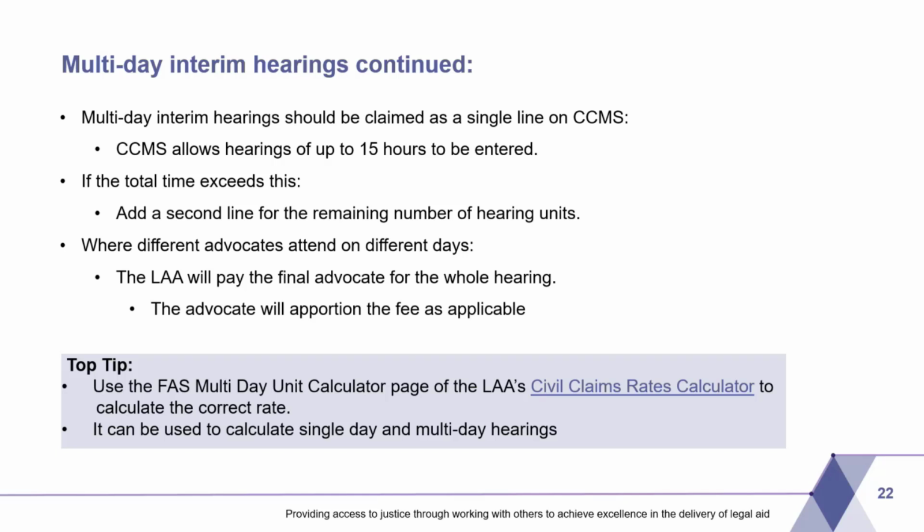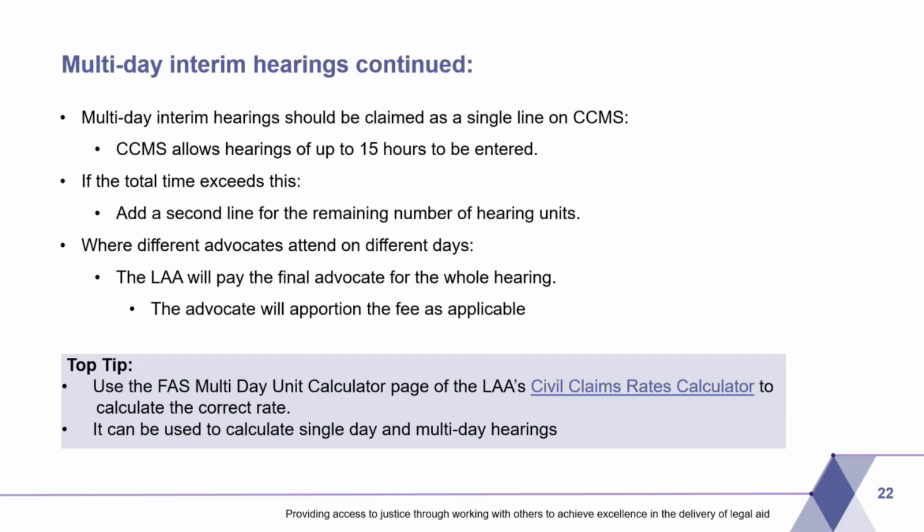Sometimes on interim hearings, different advocates may attend on different days. In that scenario, we will pay the final advocate for the whole hearing, and then it'll be up to that advocate how the fee is to be apportioned. A little bit more straightforward with final hearings, as advocates can just claim per day for the ones that they've attended.